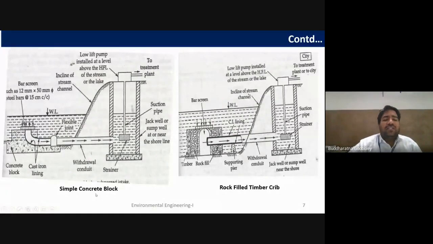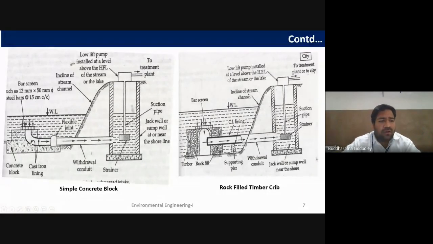Now the difference is also in the name: simple concrete block and rockfill timber crib. Where is this difference coming from? The difference is coming just from this portion only. You can see this is your concrete block. Now in the rockfill timber crib, you can see this is timber. This is your timber, which is filled with stones, filled with rocks.